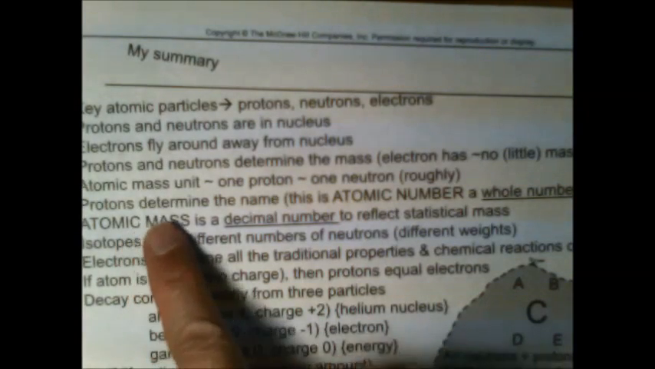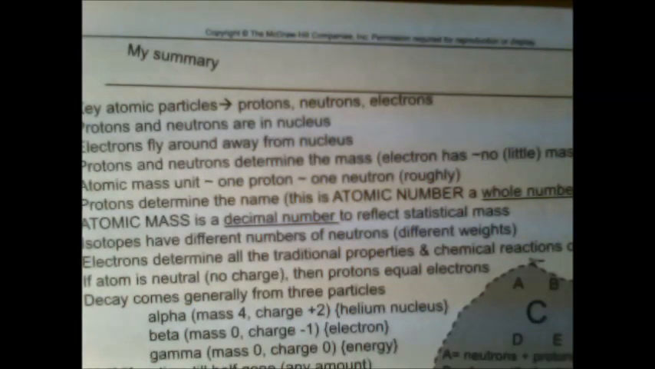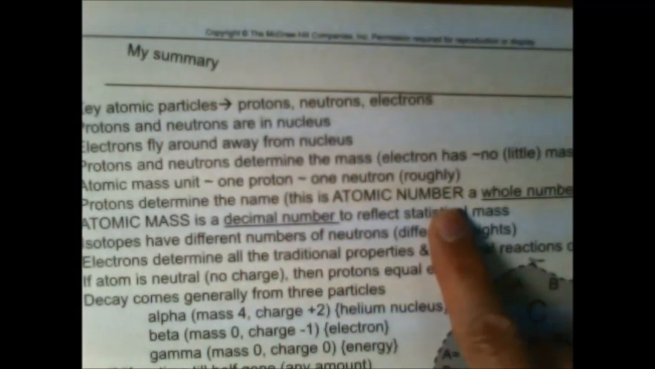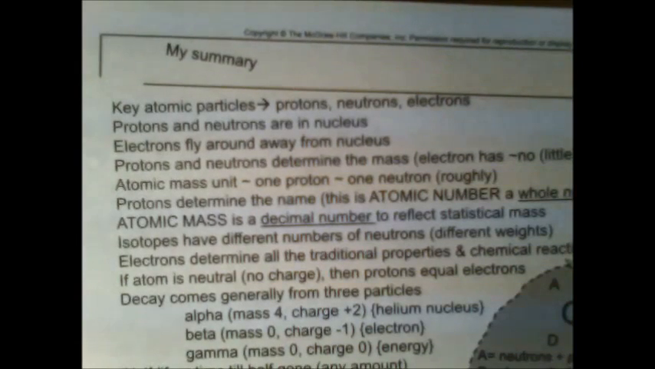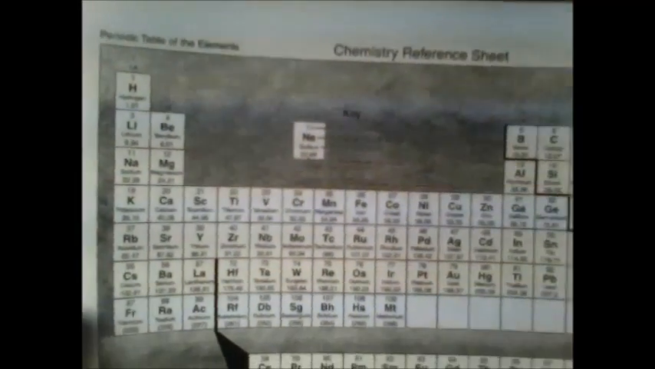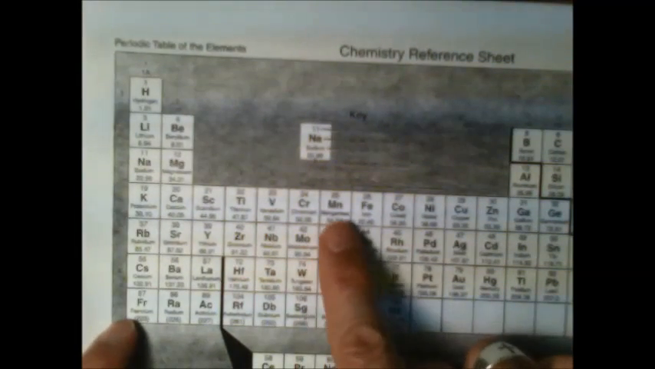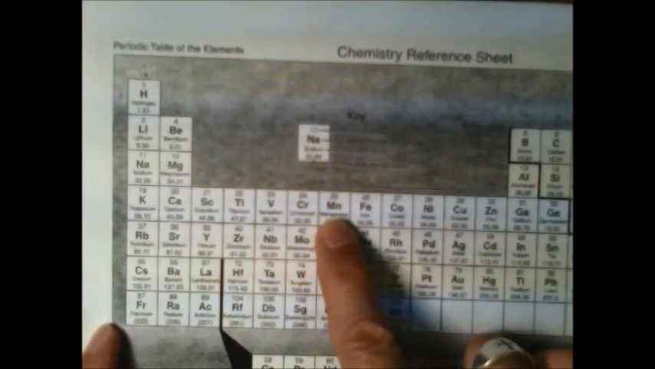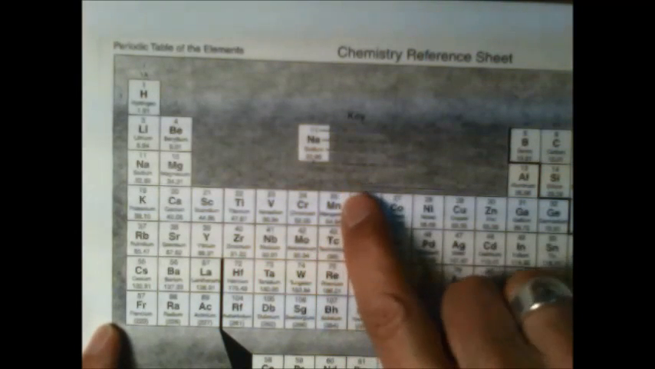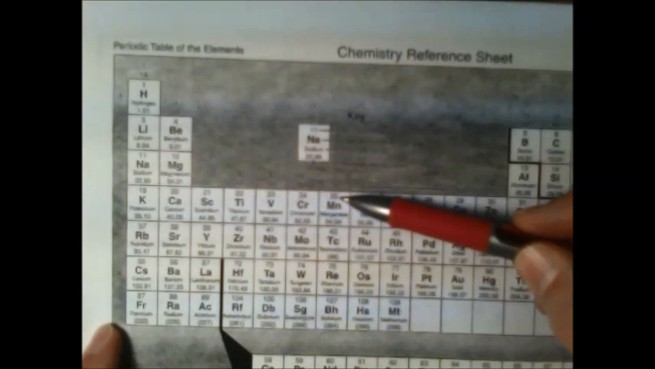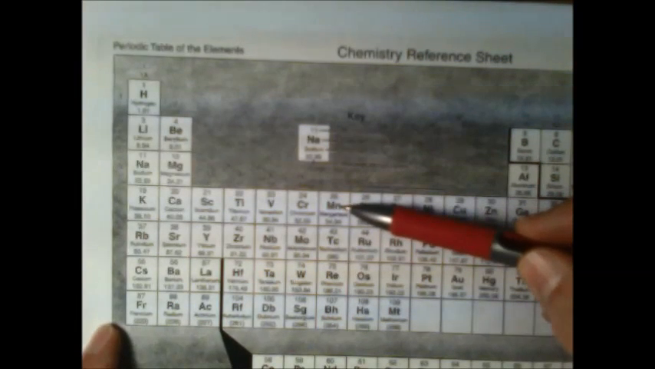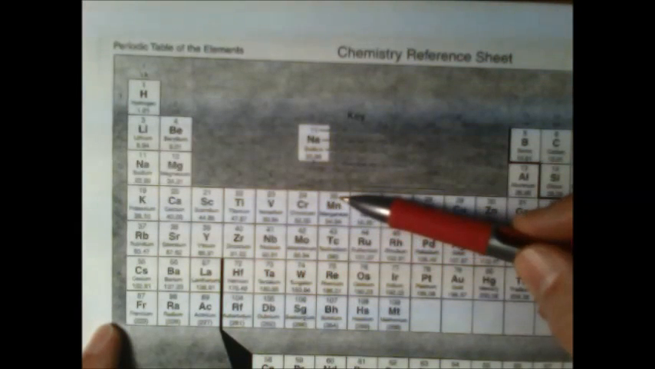Also, the protons determine the name. The protons are the atomic number of the element, and these are whole numbers. The protons are always associated with a particular name. For instance, in our periodic table, you can't see this very clearly, but say manganese, and you've got a copy of this, and it will be easier to read, but that top number up here, on manganese, is a 25. So that says that every manganese atom in the whole universe and anywhere has 25 protons.